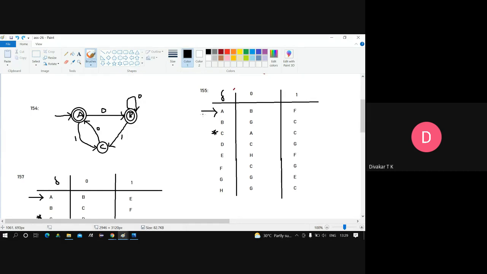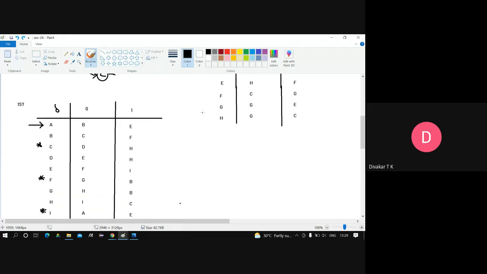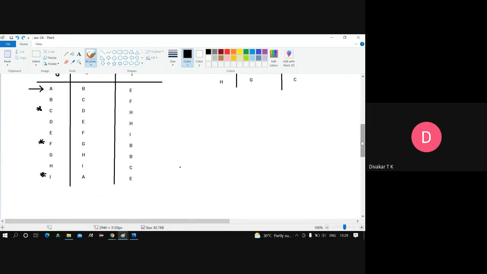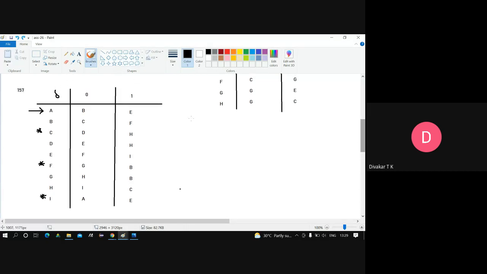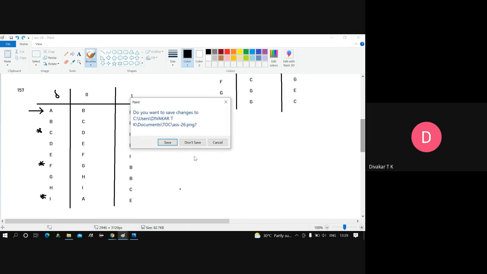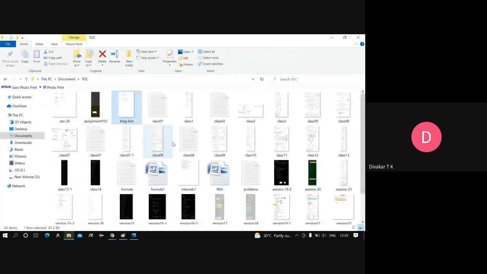Next, 155. Take down 157 also. 156 I will do now. 157 you take a screenshot. I hope it is done. So we shall move to the next. I'll just save and close this one. Perfect.